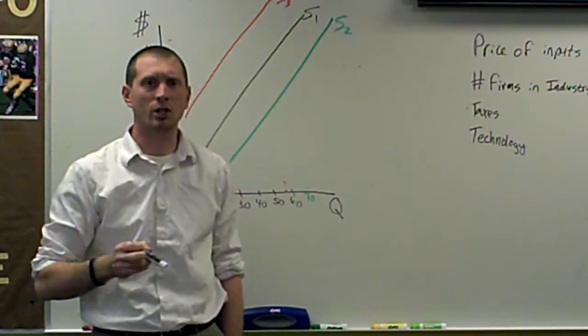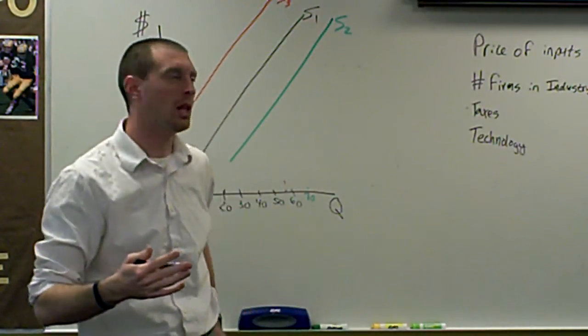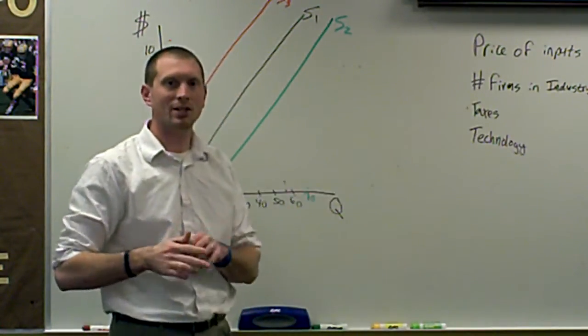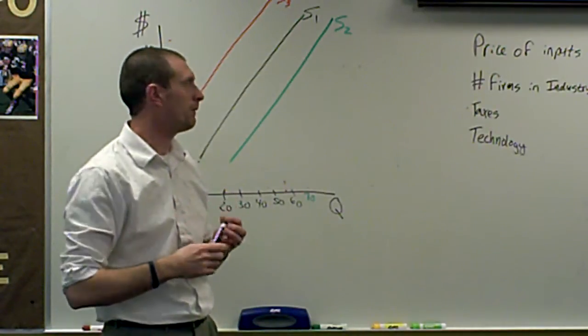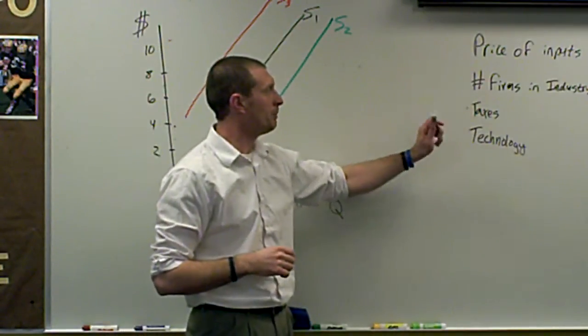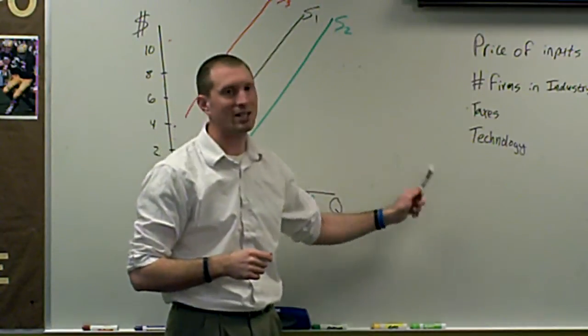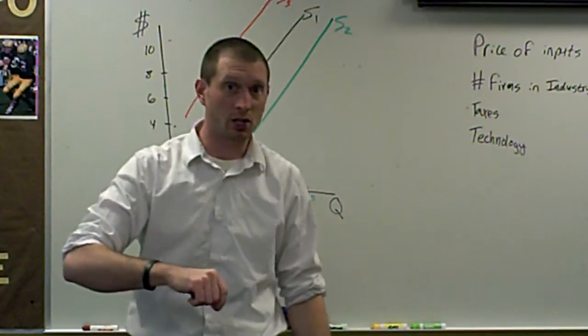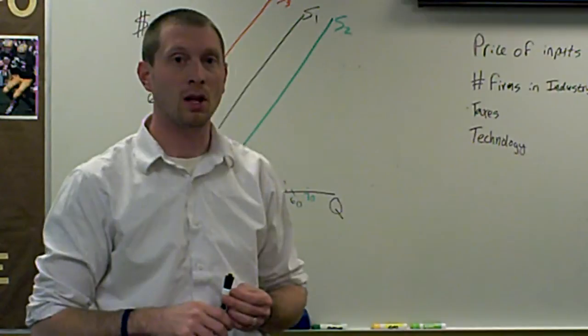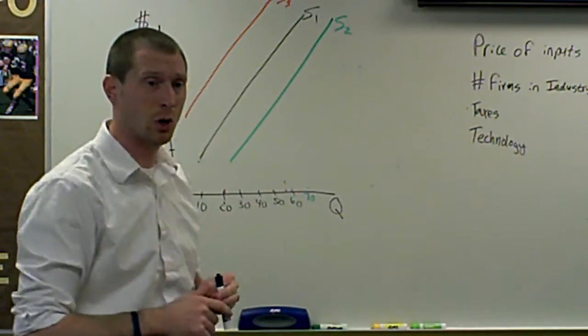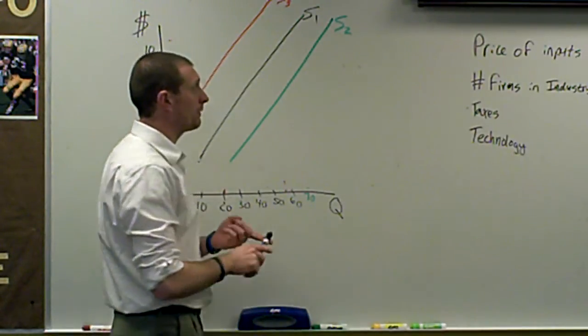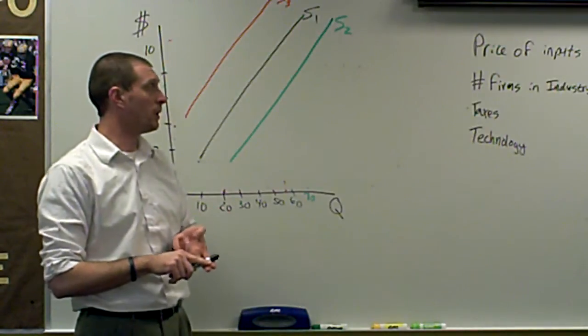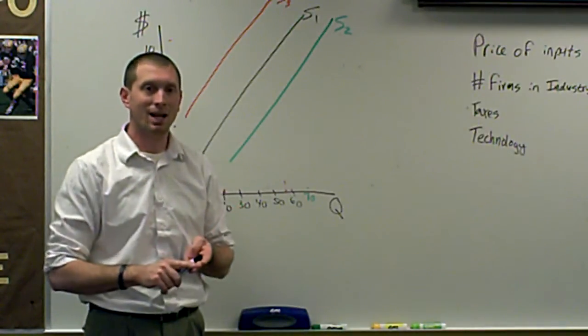Now, what causes this? There are 4 determinants of supply. They're written on the board here. If you can't see them, that's fine. These are more so for me than they are for you. Okay? But price of inputs, number of firms in the industry, taxes, and technology. These are also in your textbook under determinants of supply. Okay? And also in your notes. Okay? So the price of inputs, number of firms in the industry, taxes, and technology.